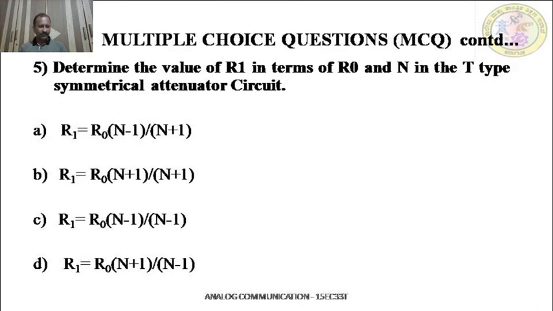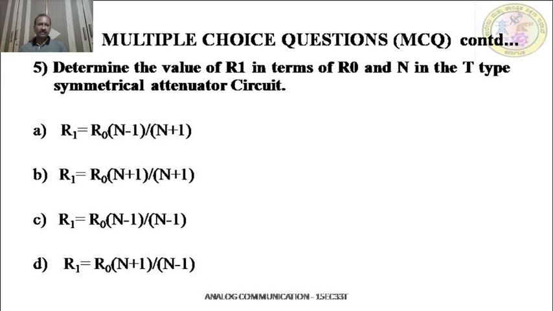Fifth one, determine the value of R1 in terms of R0 and N in the T-type symmetrical attenuator circuit. The options are given like this. A, R1 is equal to R0 into n minus 1 divided by n plus 1. B, R1 is equal to R0 into n plus 1 divided by n plus 1. C, R1 is equal to R0 into n minus 1 divided by n minus 1. D, R1 is equal to R0 into n plus 1 divided by n minus 1.